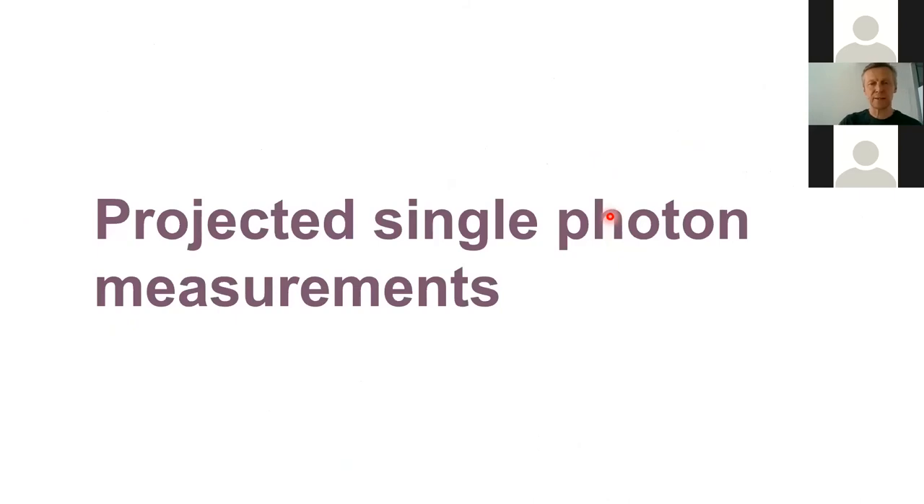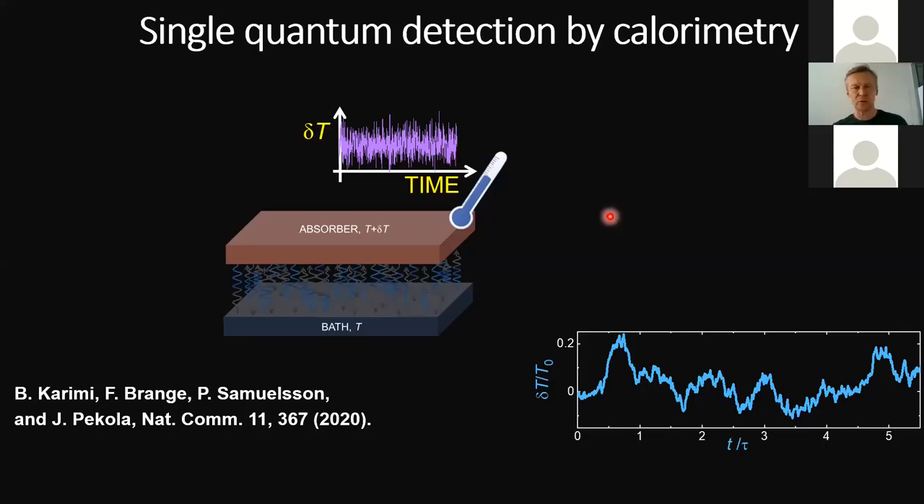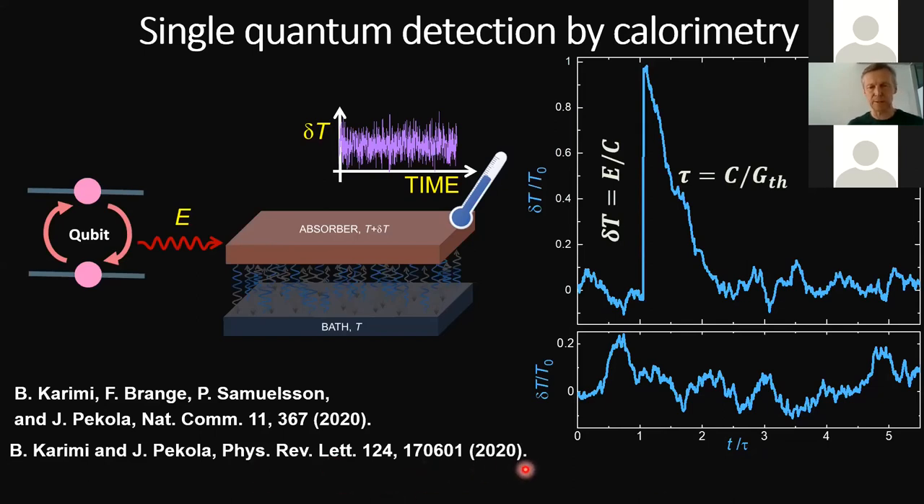So what is the projected single photon measurement? This is already the familiar story. Here is our absorber and bath, and we measure the temperature in time. Recently we have made a theoretical analysis of these time traces of the temperature, making a Monte Carlo simulation using a Langevin equation to find how the temperature behaves in the time domain. And here the time is scaled by the thermal cutoff frequency. It's in this paper, this analysis.